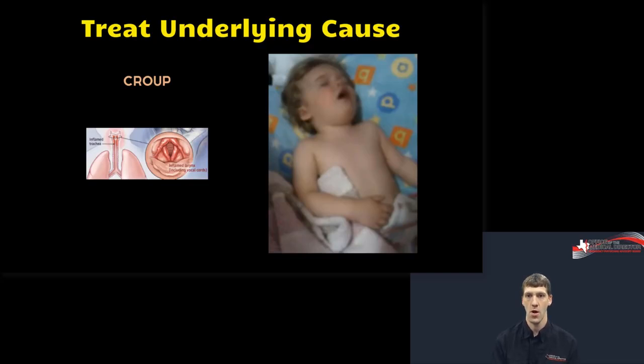So as we talked about, this is an inflammation of the trachea as well as the glottic opening, and it has a characteristic stridor and barking cough. So this is going to be a video that you'll see that shows these characteristic things.